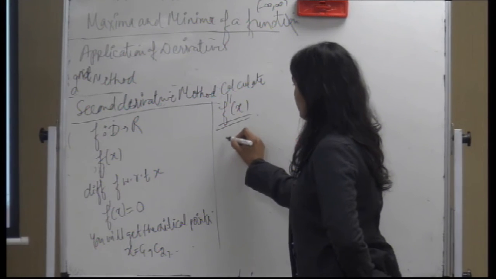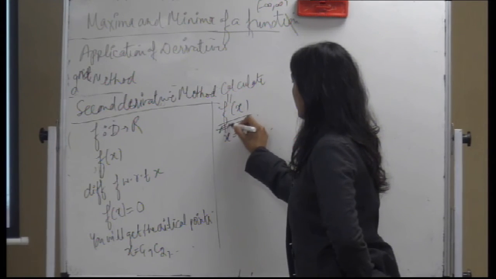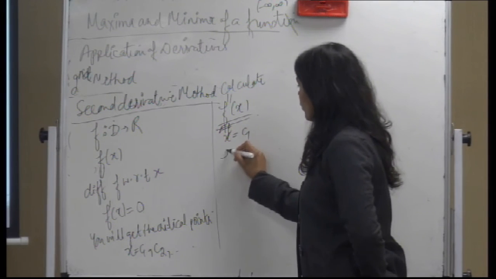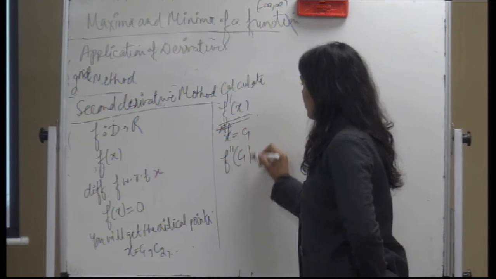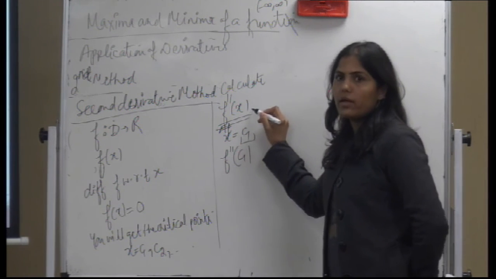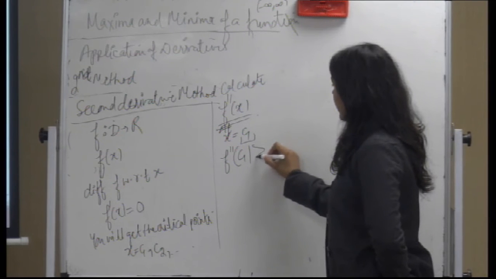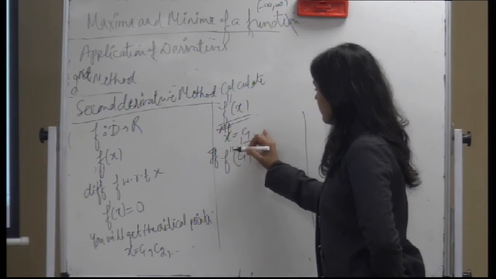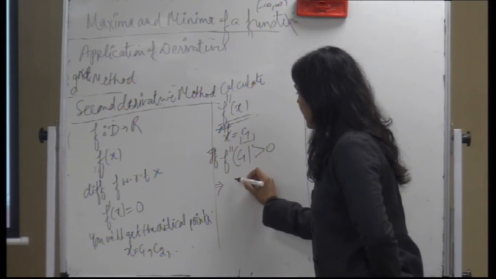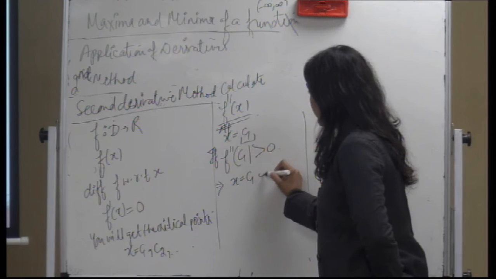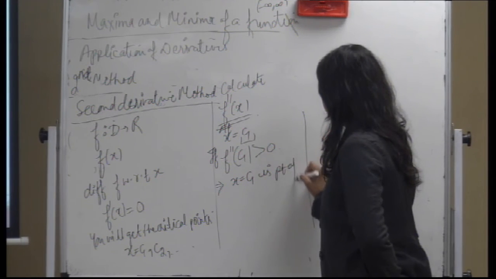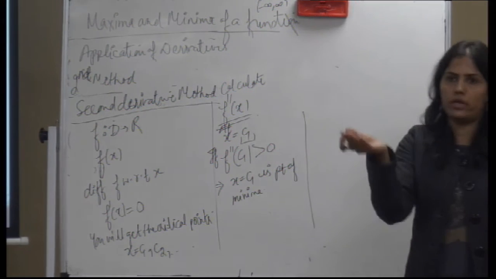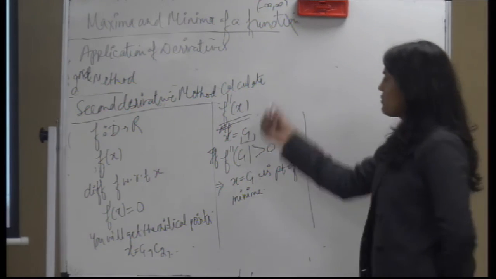From here you will get points, suppose c1, c2. So how will we apply the second derivative method at x equal to c1? You will put this value c1 in the second derivative. If your second derivative is greater than 0 at the point c1, then you will say x equal to c1 is a point of minima. This is the simple one, no need to check to the right or to the left, that is the difficult one. Okay, so this is simple.